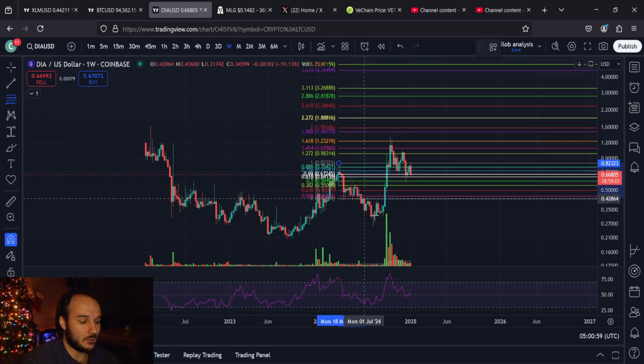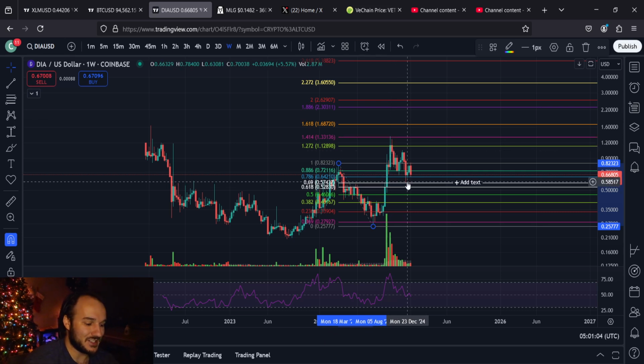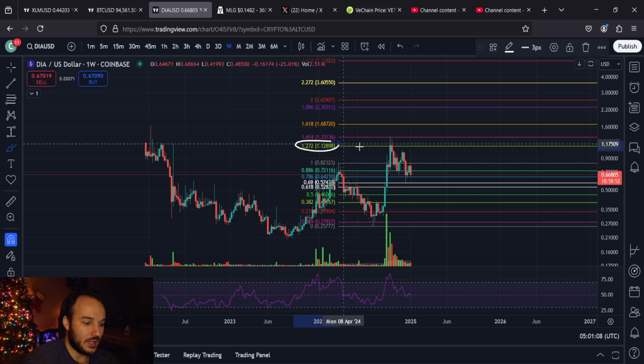If we take this fib now from a high to a low, you can see that you hit your 1414. You found support here, and you pulled all the way back down to your 69 to find support there. When we do get back above the 1272, right, $1.12, that's how you know it's time to move up to at least $1.68. That'd be your next target.